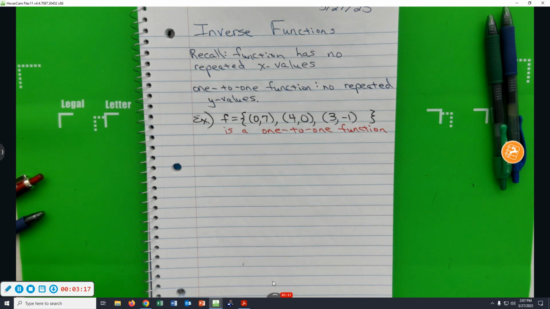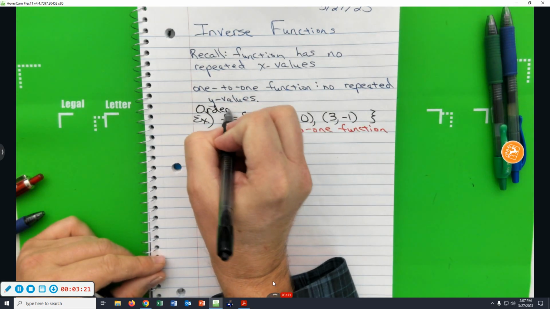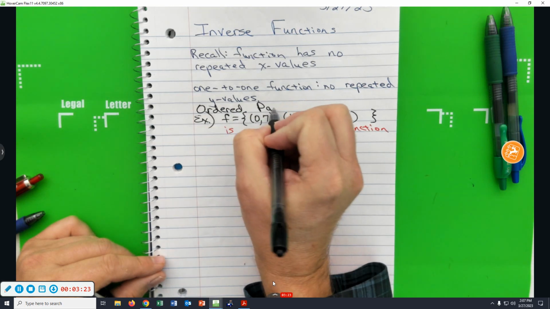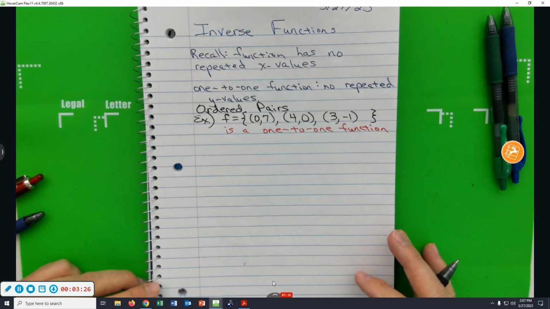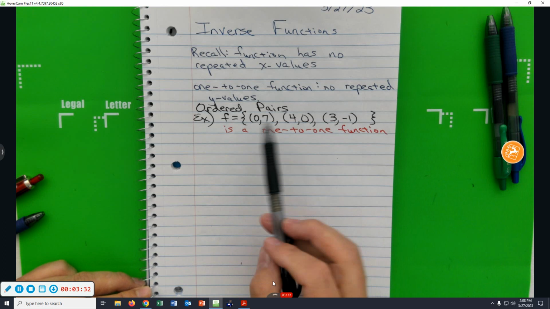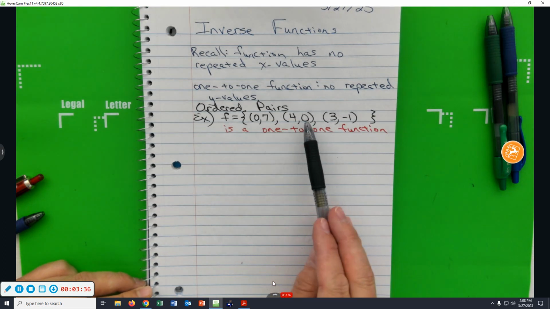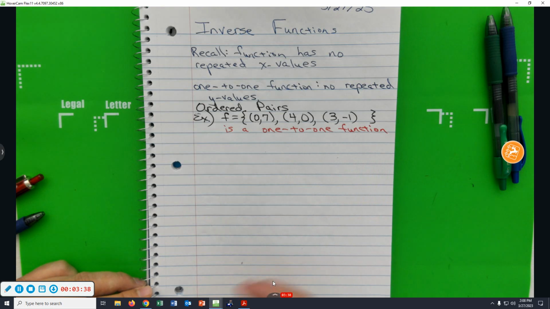And I think I'm going to make a note. This is ordered pairs. I said that there were 3 ways that we use to express functions. One of them is just looking at ordered pairs. And so we can look at an ordered pair and determine if the function's one-to-one. Every y value is different.